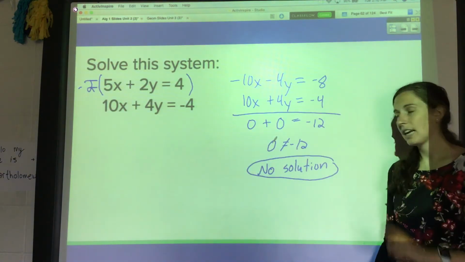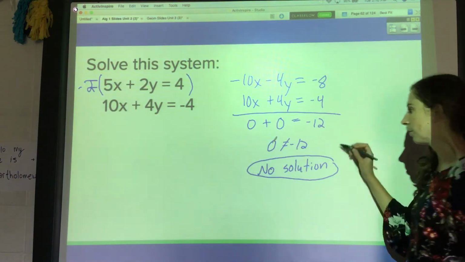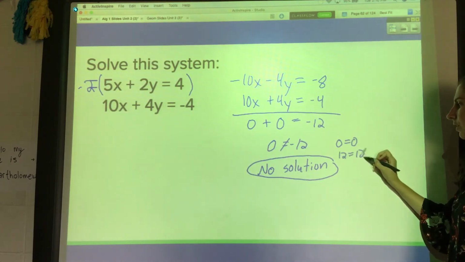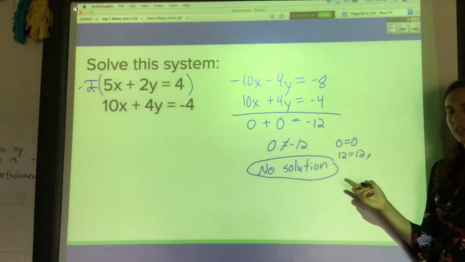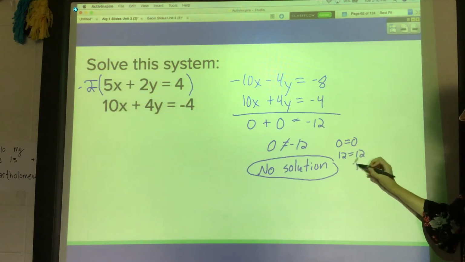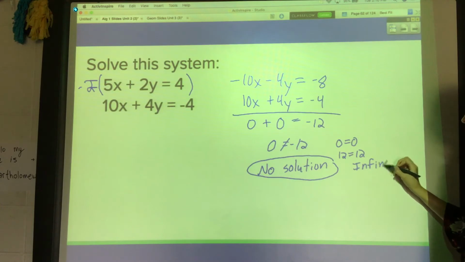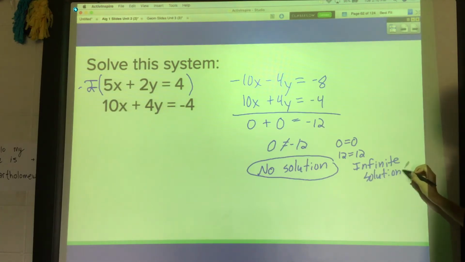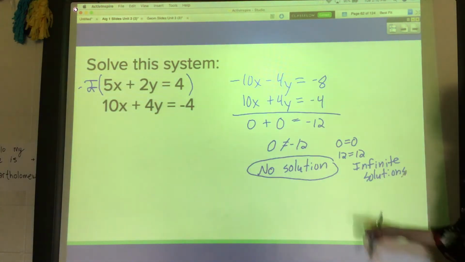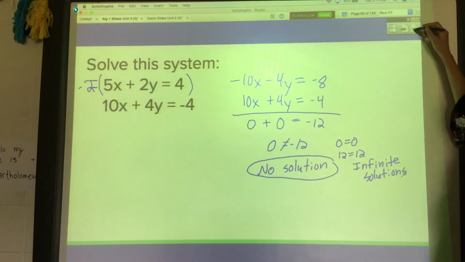If you ever get down to something that is true, something like 0 equals 0 or 12 equals 12, something that's like, well, my variables are gone, but this is true, that means there are infinite solutions. Basically, the lines happen to be the same line, and so there's infinite solutions, if you ever see something like this.